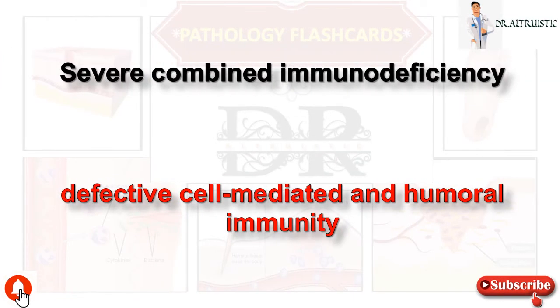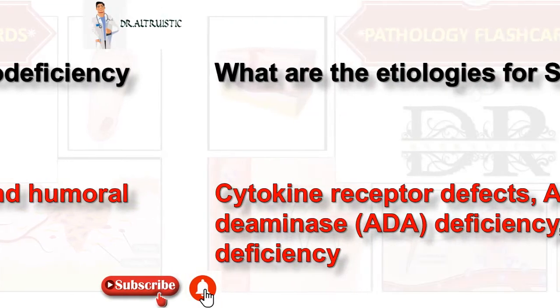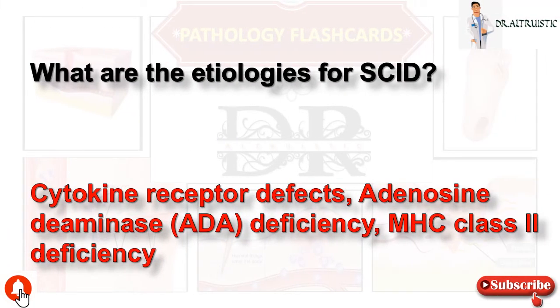Severe combined immunodeficiency, or SCID, involves defective cell-mediated and humoral immunity. What are the etiologies for SCID? Cytokine receptor defects, adenosine deaminase (ADA) deficiency, and MHC class II deficiency.